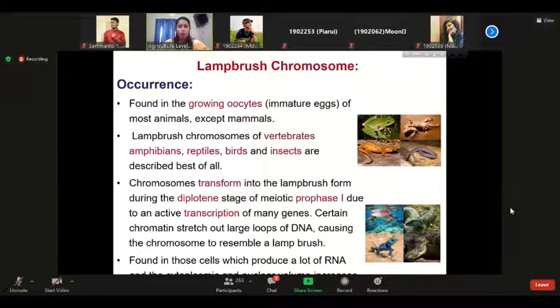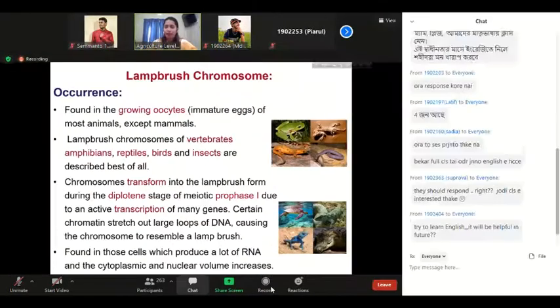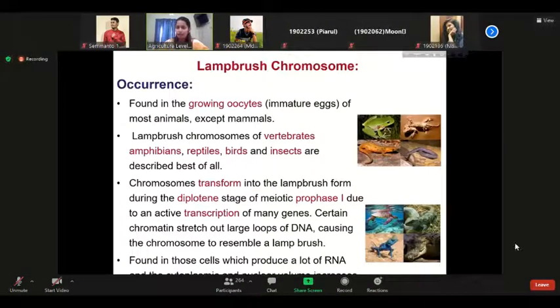It is found in those cells which produce a lot of RNA, and the cytoplasm and the nuclear volume increase. Some cells need a lot of RNA, and for this reason they produce many loops and get this lampbrush structure. In that way, the chromosome, the nucleus and the cytoplasm become large, and the cell also becomes large.